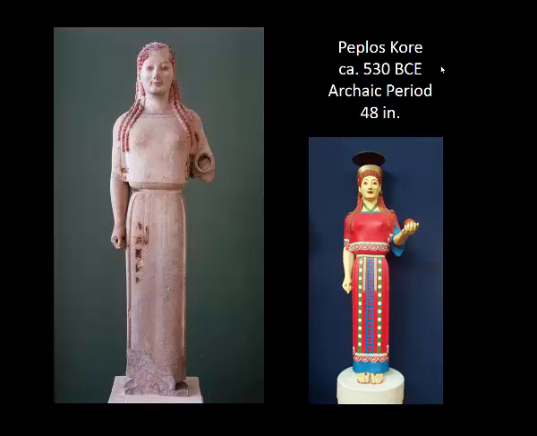Now, there is a female counterpart to the Kuros figure, which is the Kore figure. The sculpture that we see here is the peplos kore. It's called the peplos kore because the peplos is the garment that this woman's wearing. Let's talk about this. This is a major point of difference between the Kuros and the Kore figure. The Kuros figure, as we know, was nude. The Kore figure is clothed in her peplos.